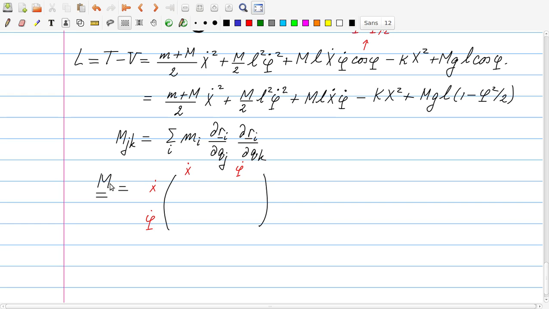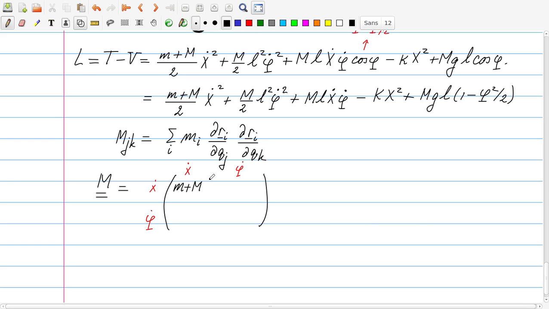Here I have the matrix M. It doesn't have the elements yet filled in. I have indicated in red that the first index corresponds to the x dot and the second one to the phi dot. And so I can now fill in these elements. So the coefficient of x dot squared is determined by the upper left element, and we see that it's little m plus m.